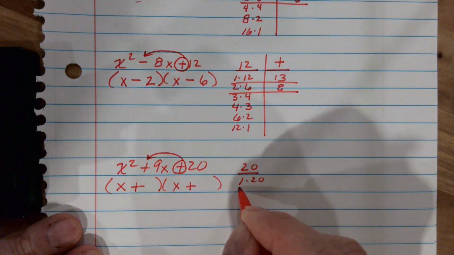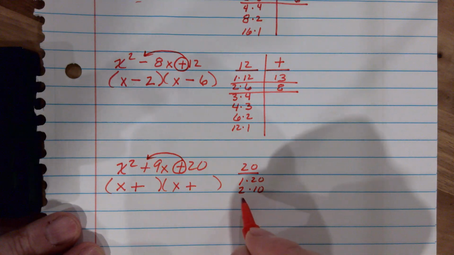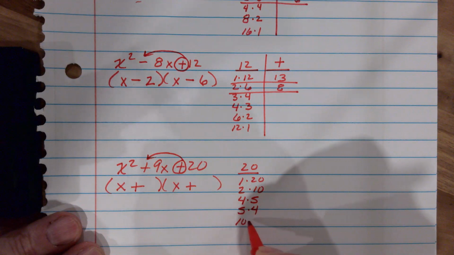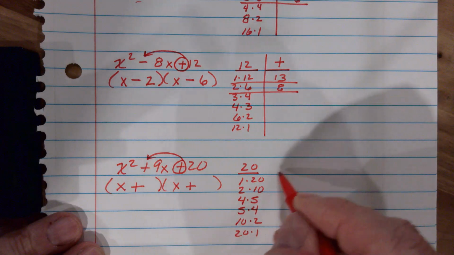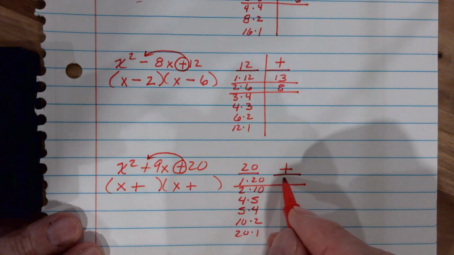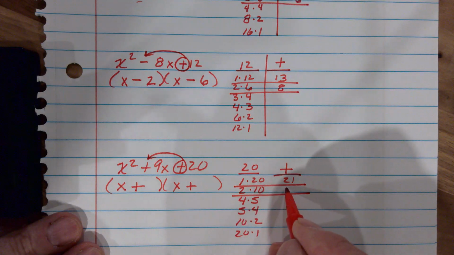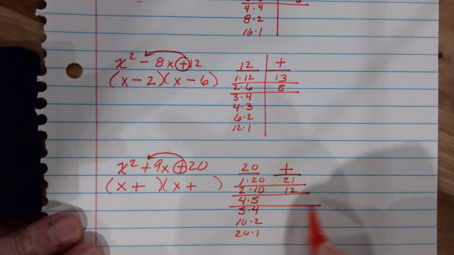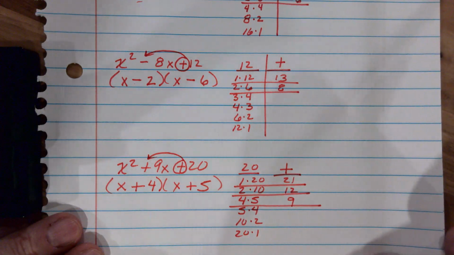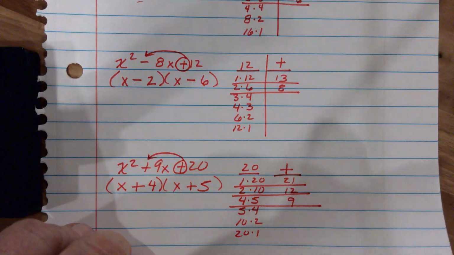1 times 20, 2 times 10, 3 doesn't go into 20, 4 goes into 20, 5 goes into 20, and these numbers have transposed, so I can make 10 and 2, 20 and 1. The signs are the same, so I'm going to add. 1 and 20 is 21. 2 and 10 is 12. Again, not those numbers here. 4 and 5, ding, ding, ding, winner, 4 and 5. Okay? Now, a couple of other things just to throw in here, because yes, it matters.